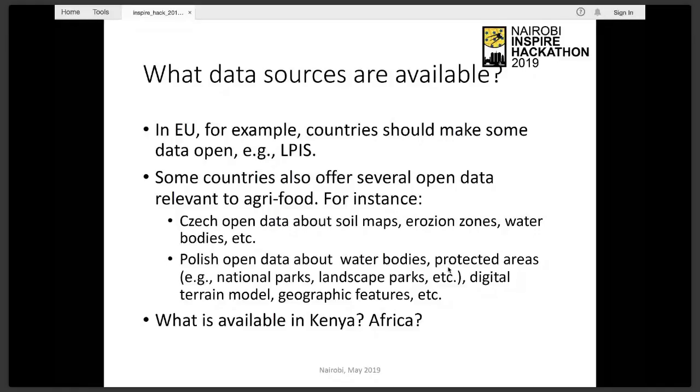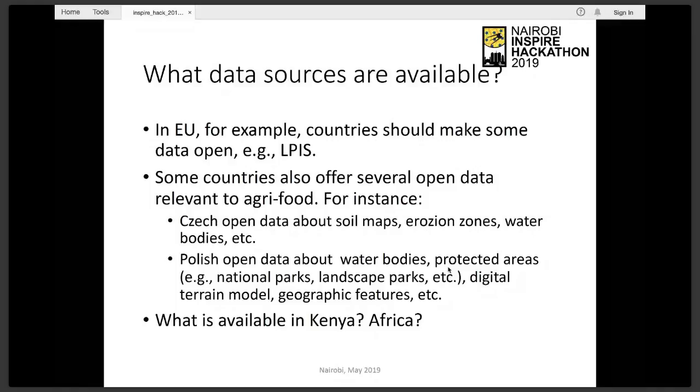So then we can identify the particular plots and what kind of crops are in there and so on. Some countries in Europe, for example where we are, have more experience, and they also have some open data available. For example, in the Czech Republic, there is information about soil maps, erosion zones, water bodies, and similar for Poland. But what is available in Kenya, in Africa?